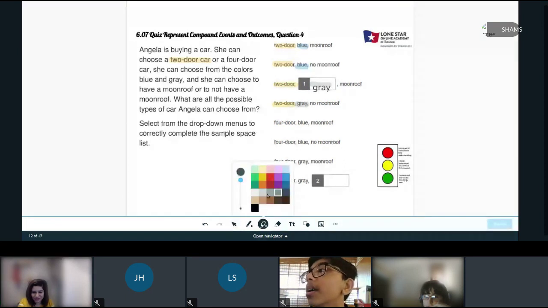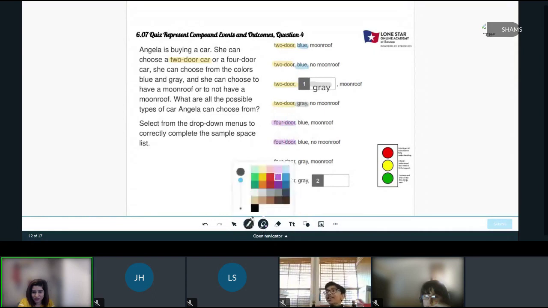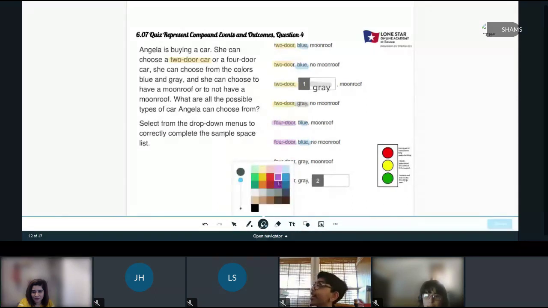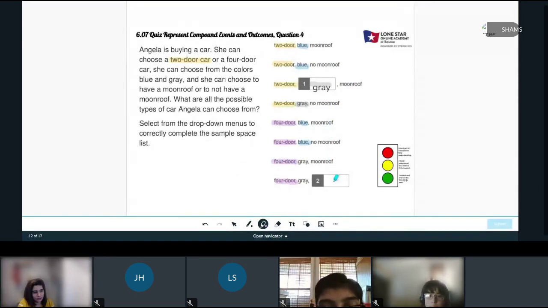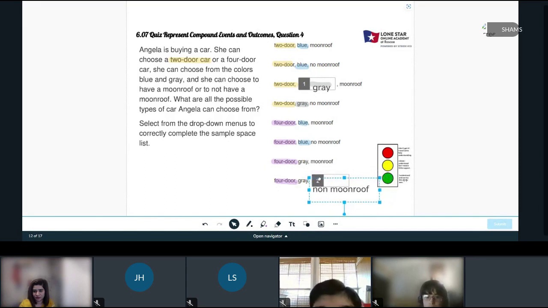Then let's look at the bottom ones. Now, 4-door cars. Top 2 are talking about the blue cars. And then the bottom ones are talking about gray cars. What should go here? Moonroof, non-moonroof, moonroof. Very good, Lily. Very good, Joycelyn. Anybody else also want to answer in the chat? Feel free to. If you follow the pattern, you will notice it. There you go, Lena. It is going to be a non-moonroof, so we can just put it right here so people can read.